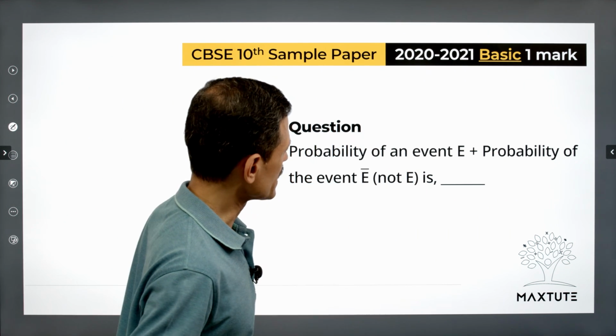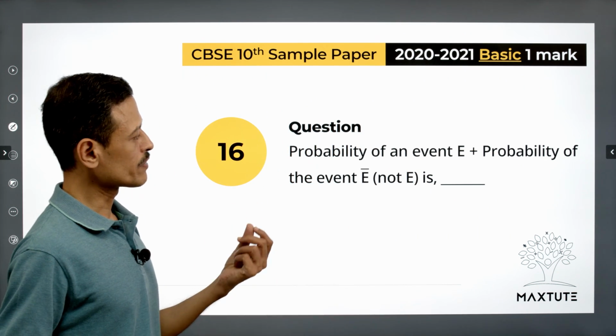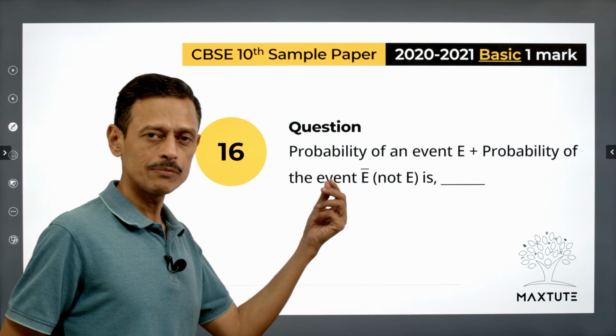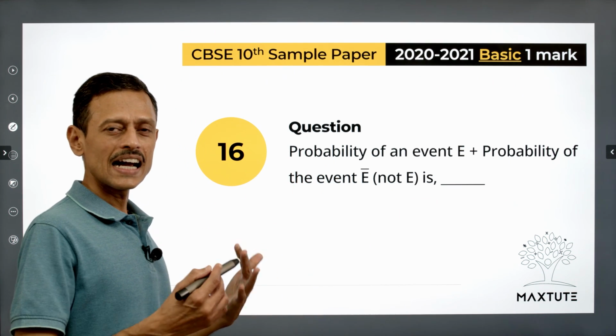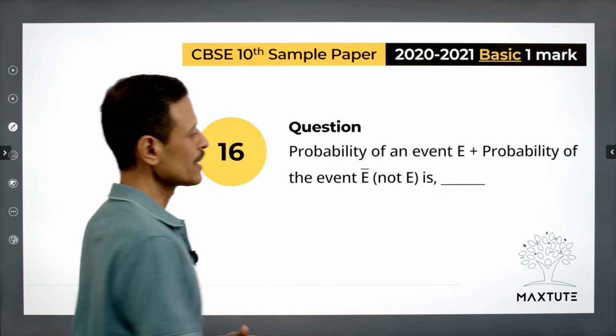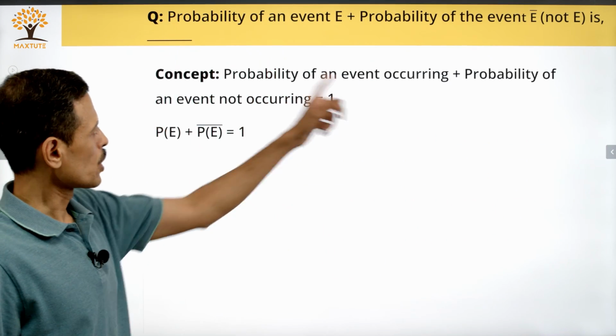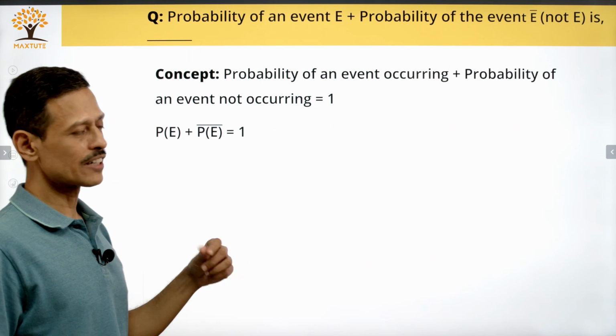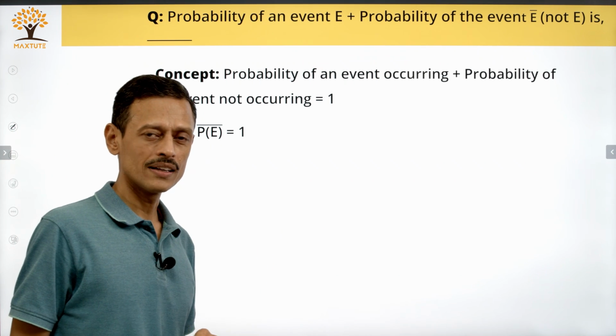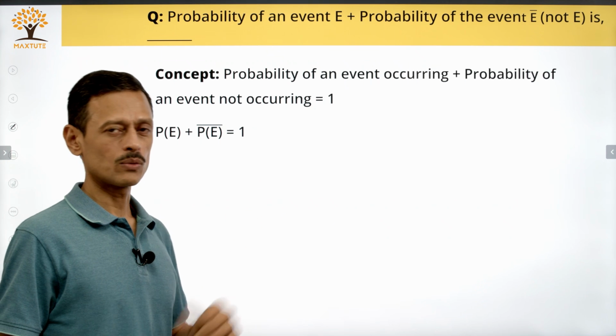The probability of an event E plus the probability of the event E not happening, E complement, is what? The sum of the probability of E and E not happening will always be equal to 1, right? That's it. You write that, you have the answer. The probability of an event occurring plus the probability of the event not occurring will always be equal to 1. P of E plus P of E complement equals 1, right?